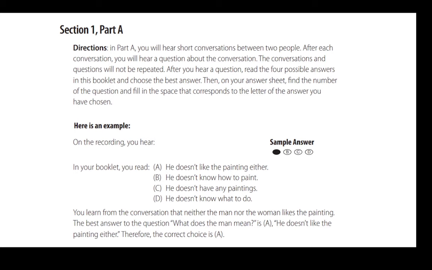You learn from the conversation that neither the man nor the woman likes the painting. The best answer to the question, "What does the man mean?" is A. He doesn't like the painting either. Therefore, the correct choice is A. Go on to the next page.